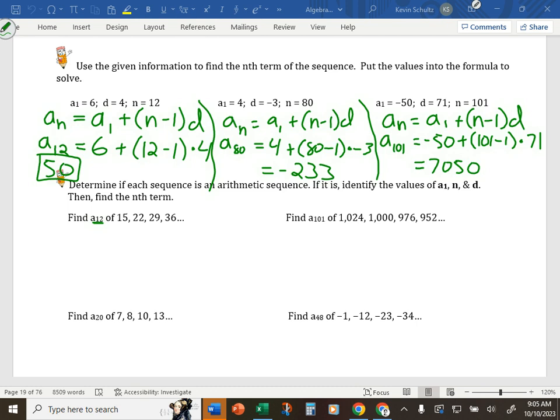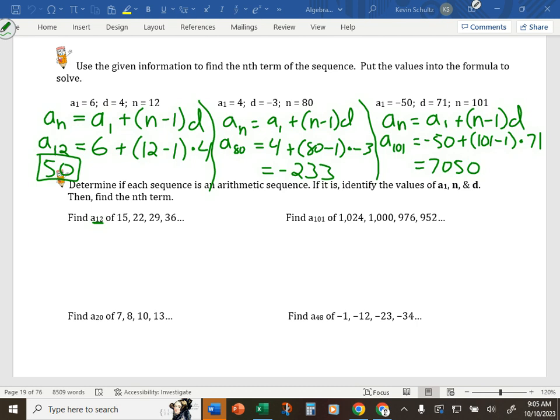Next one. 1,024, 1,000, 976, 952. Is it an arithmetic sequence? Yes. It is. Why is it? Because you're subtracting 24 each time. Okay, that difference is common. It's a pattern, and it's with addition or subtraction.